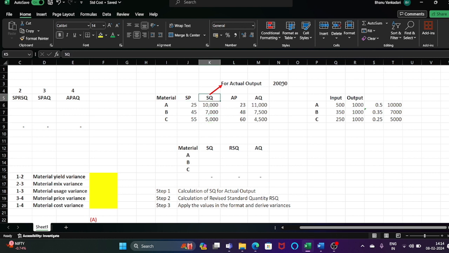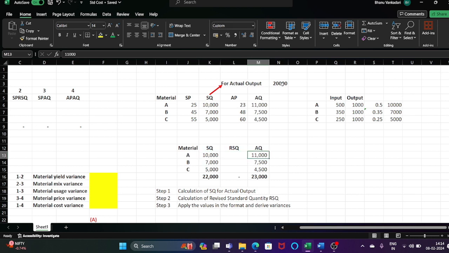So we filled this format. After this, we need this format. We have to fill standard quantities. We already arrived at this, so just fill this. Then the actual quantity, which is given in the examination. Then the revised standard quantity we have to calculate.